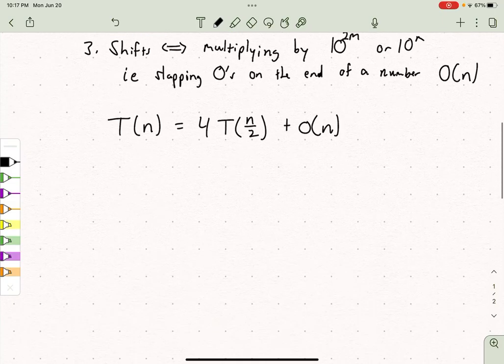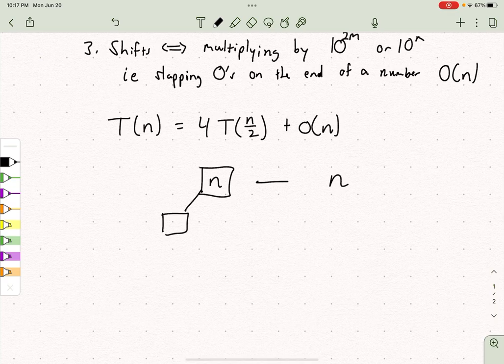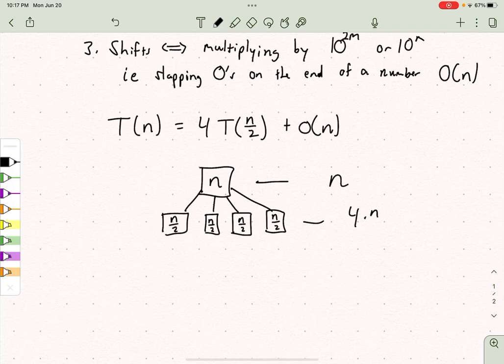So let's try using the recursion tree method to expand on this recurrence. At the top level, we have an instance of size n, and overall we do linear work, doing the additions, then we spawn children of size n over 2. There's going to be 4 of them. So this will be 4 times n over 2, which is 2n. The next layer also will have 4 children per node.